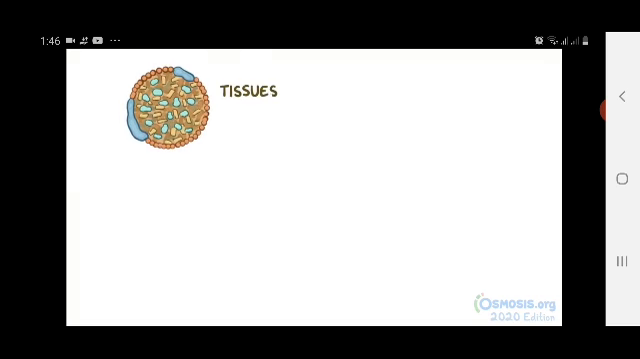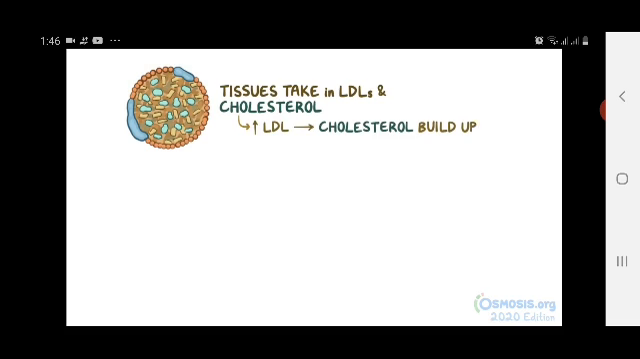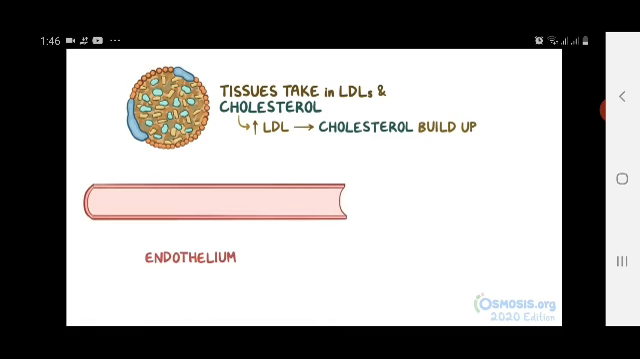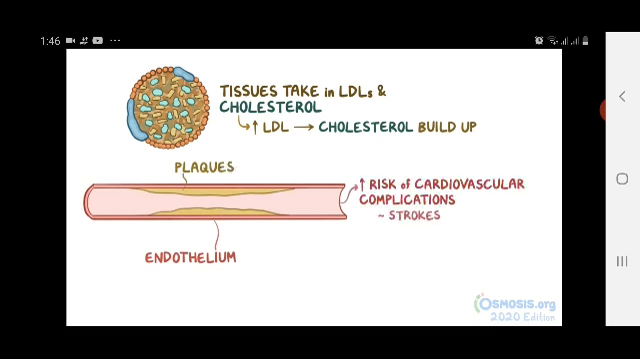Now, the tissues in the body will take in the LDLs, as well as the cholesterol that's contained in them. So if we have too much LDL, we get cholesterol buildup in these tissues. One of the most clinically relevant tissues is the endothelium that lines the blood vessels. Increased cholesterol here will lead to the formation of fatty deposits called plaques, and these will increase the risk of cardiovascular complications like strokes, myocardial infarctions, and peripheral vascular disease.